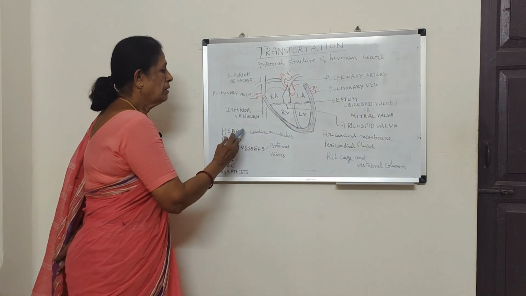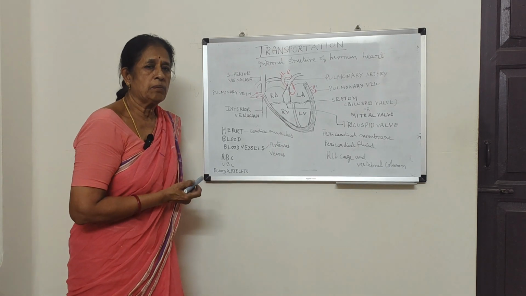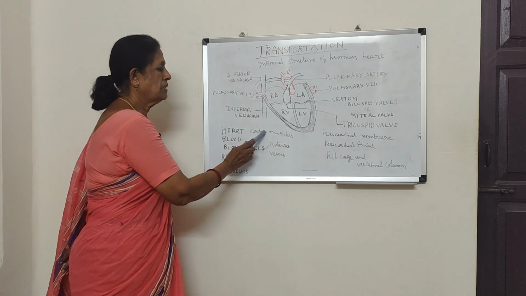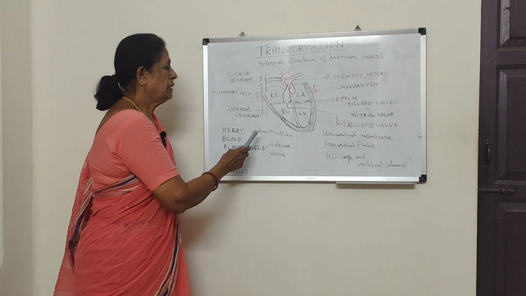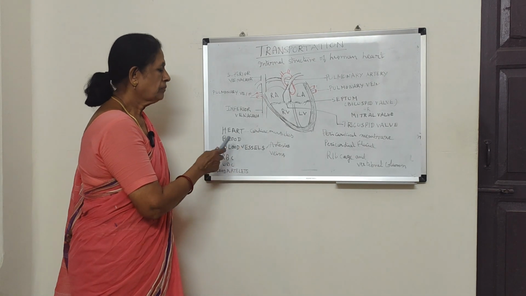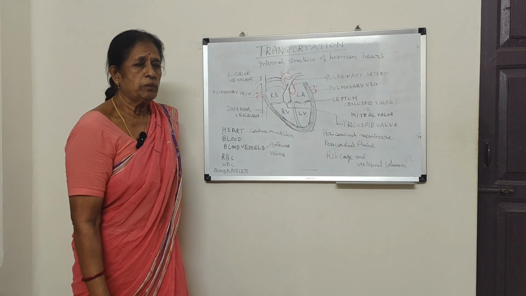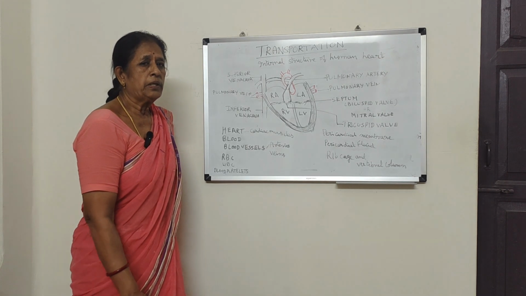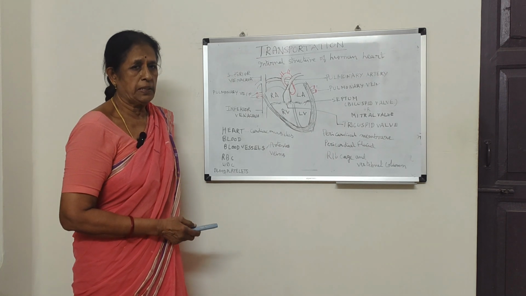The heart is mainly made up of cardiac muscles. You know, voluntary muscles, involuntary muscles, and cardiac muscles. The heart is made up of cardiac muscles. And another component in the circulatory system is blood. Blood is called fluid connective tissue. Fluid flows from one place to another place.